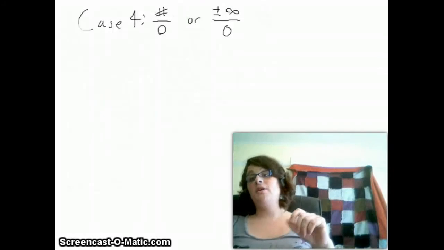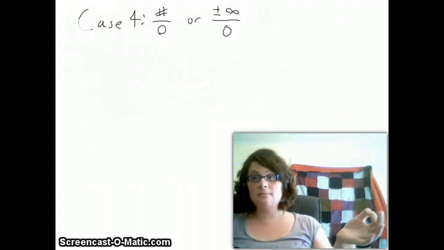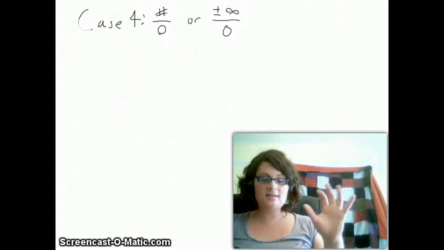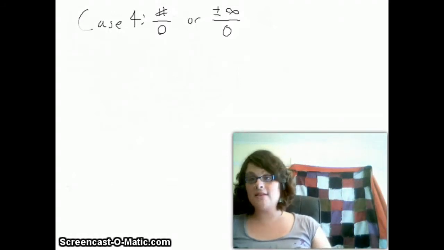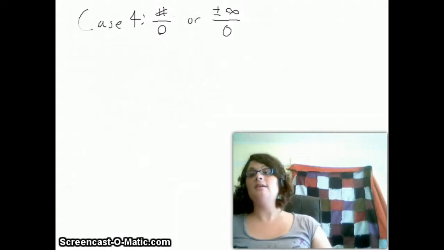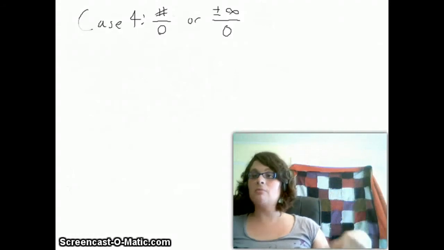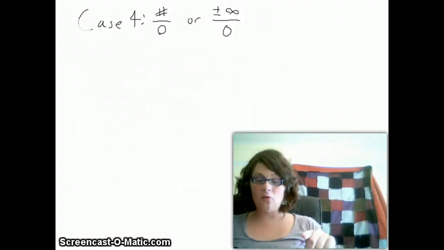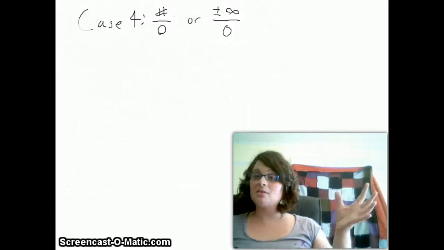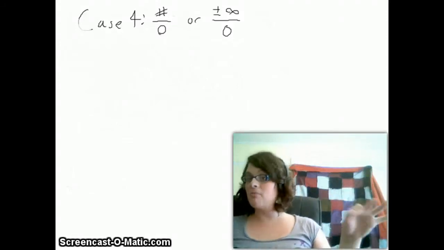Case 4 deals with situations in which we have a non-zero number over 0, or plus or minus infinity over 0. This situation is very similar to case 3 in that we have a rule that says that in this sort of situation the answer is either going to be plus infinity or minus infinity. The difference between it and case 3 is that in case 3 we could figure out whether it was plus infinity or minus infinity by figuring out whether the top and bottom are positive or negative. In case 4, that 0 on the bottom is neither positive nor negative, so we have to use another method to figure out whether it's plus infinity or minus infinity.